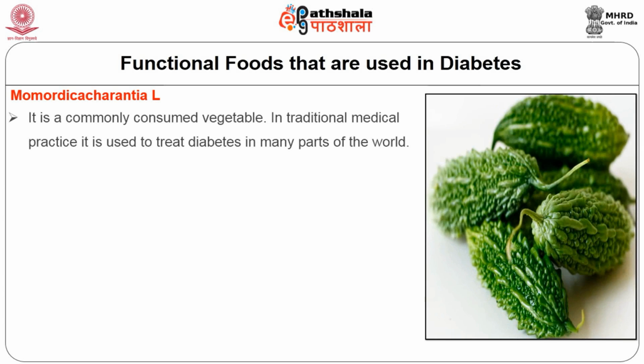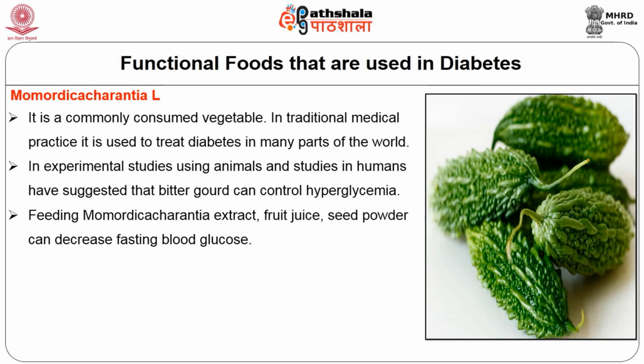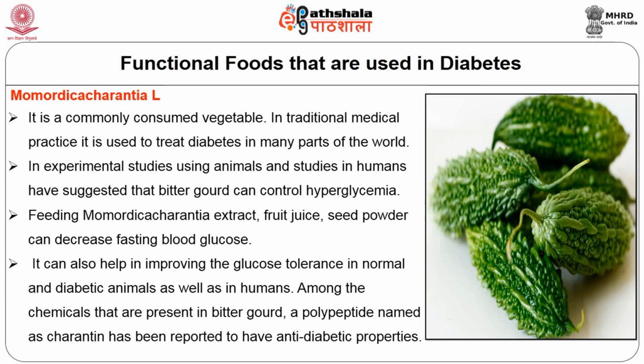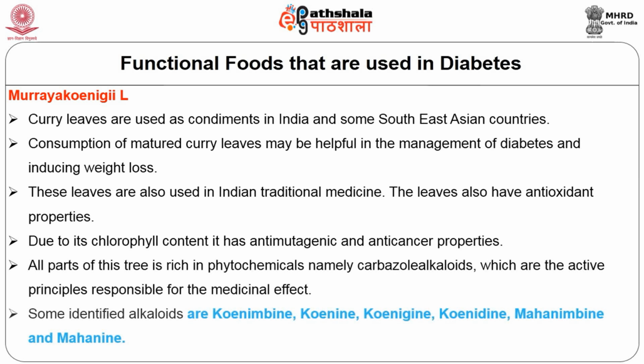Then we have the bitter gourd, which is botanically known as Momordica charantia. This has also been shown to have some beneficial effects in modulating the glucose levels in the plasma. The curry leaves, or Murraya koenigii, is another condiment that is used in Southeast Asian countries as well as India, and due to its chlorophyll content, it may also have anti-cancer and anti-mutagenic properties, and it's useful to diabetics. It has alkaloids like koenimbine, koenine, koenigine, koenidine, mahanimbine and mahanine. These are some of the alkaloids that are present in the curry leaves.